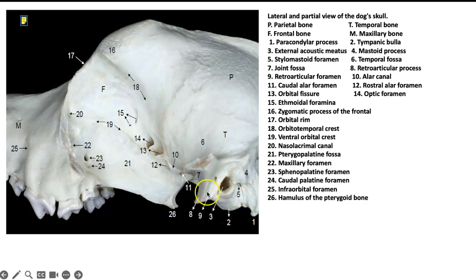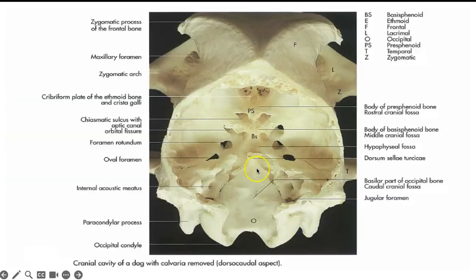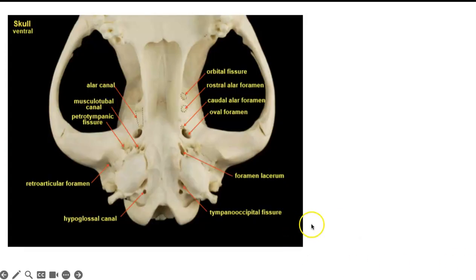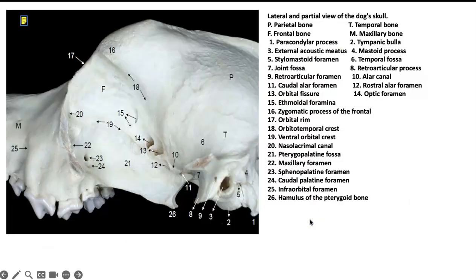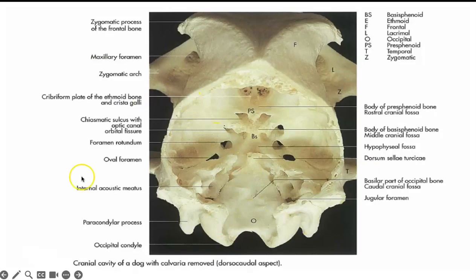You can see also the external acoustic meatus right here. You can see also the paracondylar process. Again here, if you open inside, you can see also the ethmoidal, as I mentioned, the cribriform plate, and then we have the optic, orbital, round. This foramen can only be seen within the skull, not outside the skull. And then we have the oval foramen for the mandibular nerve.